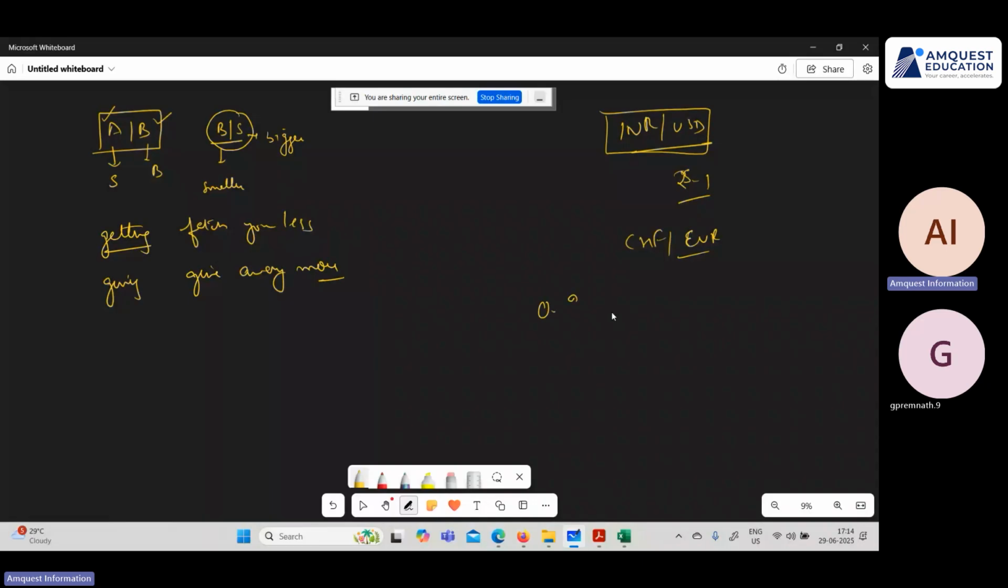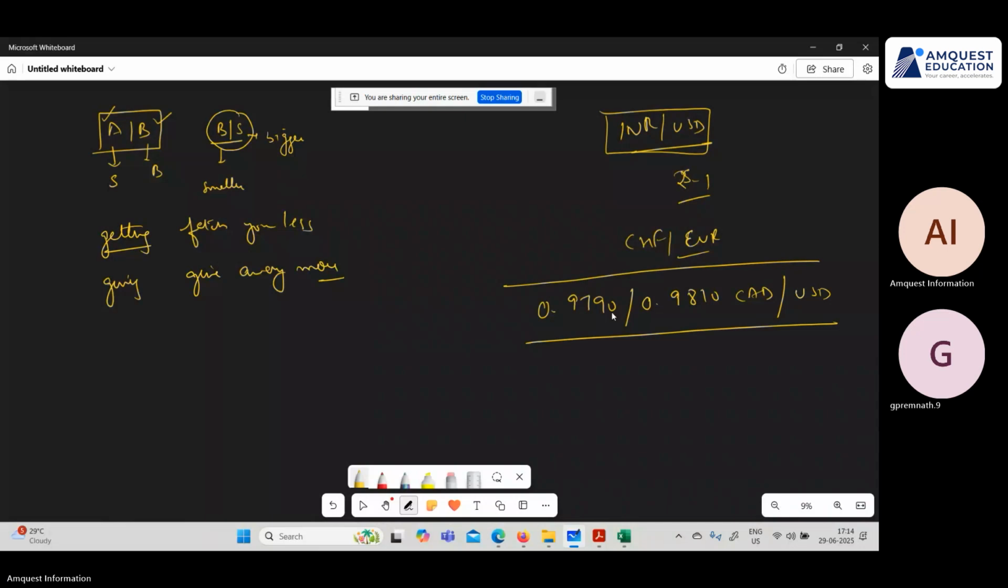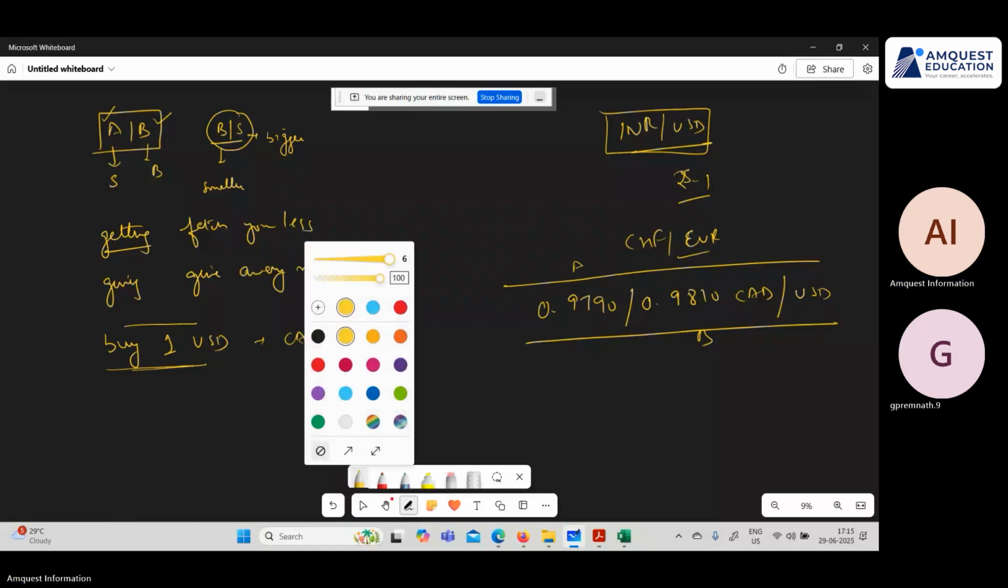Let's say you have a quotation of 0.9790, 0.9810 CAD by USD. Now the question is, let's say I want to buy 1 USD. Then how many CAD would you sell? You want to buy 1 USD, so you want to get USD, and you're trying to sell the CAD. How many will you sell? Basically, you have to pick one number, either A or B. You will pick the higher one, 0.9810. Exactly. Does it make your life easier?